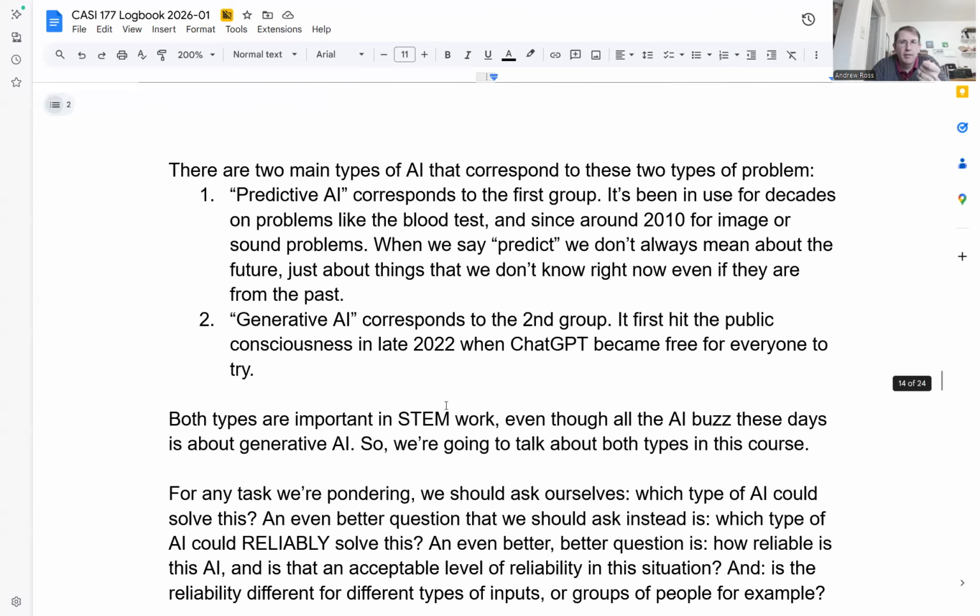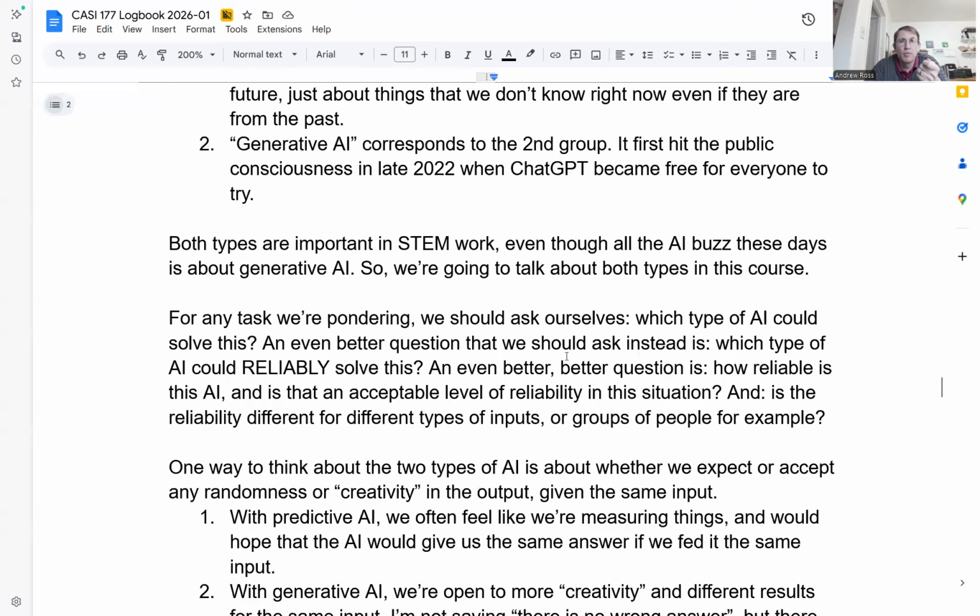So for any task that we're thinking about, we should think which type of AI should solve this. We should even more ask ourselves which type of AI can reliably solve this. Like ChatGPT basically claims it can answer anything, but how reliable is it? And how acceptable is that level of reliability? And we should ask, is the type of reliability or the amount of reliability different for different types of inputs or different groups of people? You would want to know if the AI was good at predicting things for this group, and bad at predicting that for some other group.